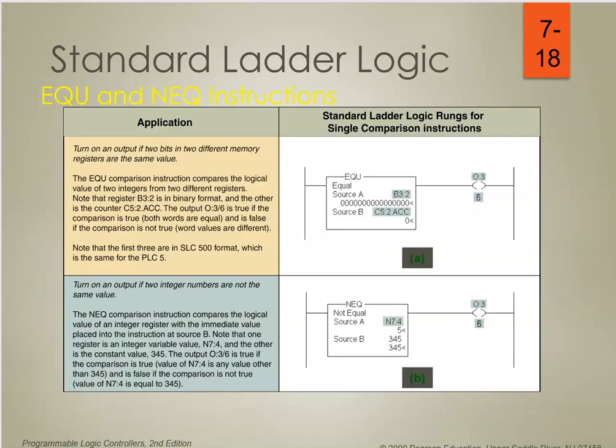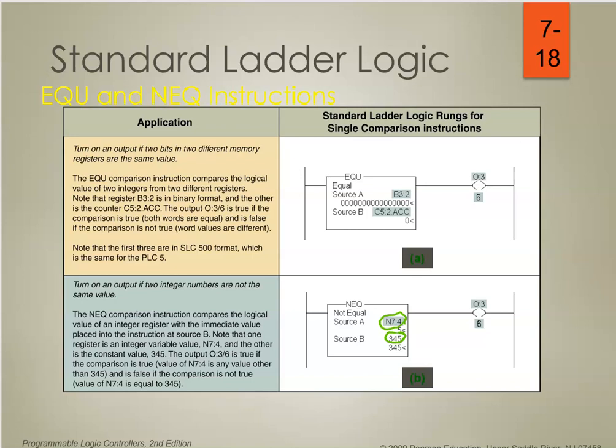Now let's look at these examples for some of those comparison instructions. For example, here we have NEQ. If the values are not equal to each other, your output will be on, and if they are equal, your output will be off. The value for source A is provided in your integer file, and the value of source B is just 345. It's directly provided as your source B.